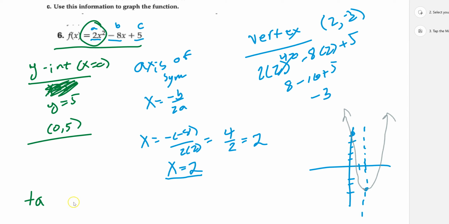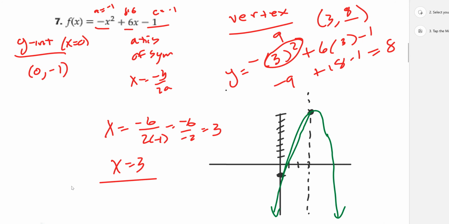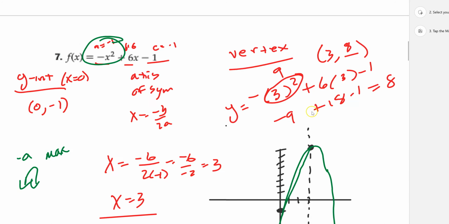Positive a has a parabola that opens up. A negative a has a parabola that's opening down. That's what we're talking about next. So if you look at these two, the one that opens down has a maximum point. This is the highest you could reach. So when a is negative, you have a max. Right? Can't get any higher than that point right there.